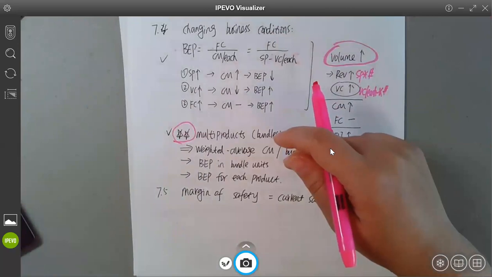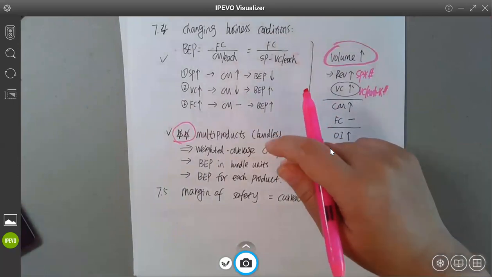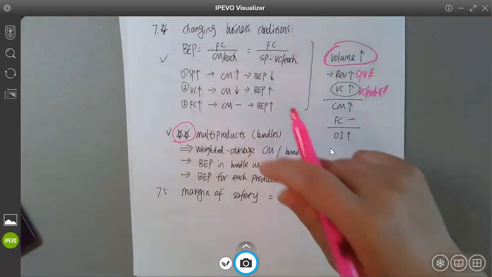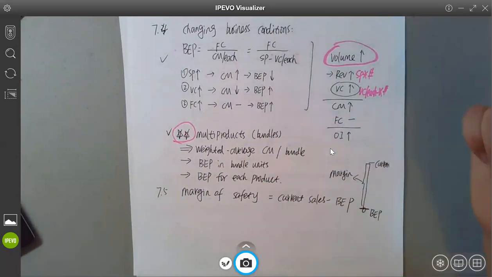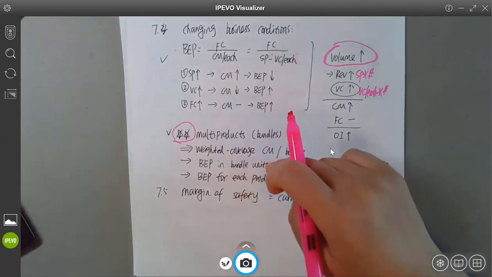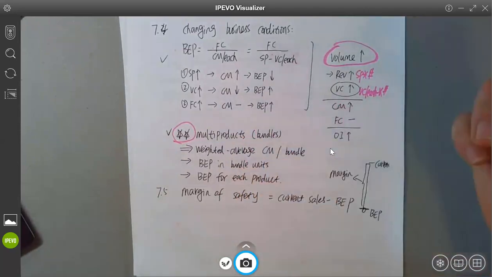You definitely will have a question from this part, okay? So it's kind of 3 steps. First, you get your weighted average contribution margin per bundle. I hope you still remember when I say something, you know, oh, I know this. Then you get the break-even point in bundle units for the overall. But the question may ask you, hey, for each specific product, what is the break-even point in units?